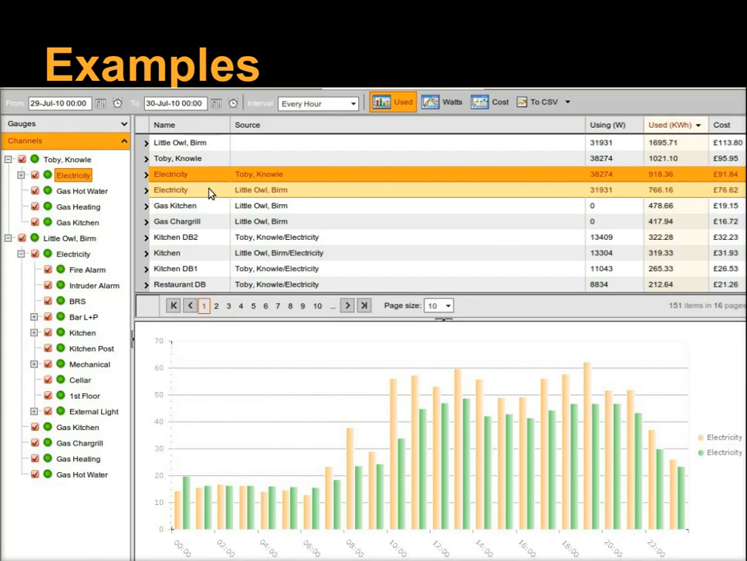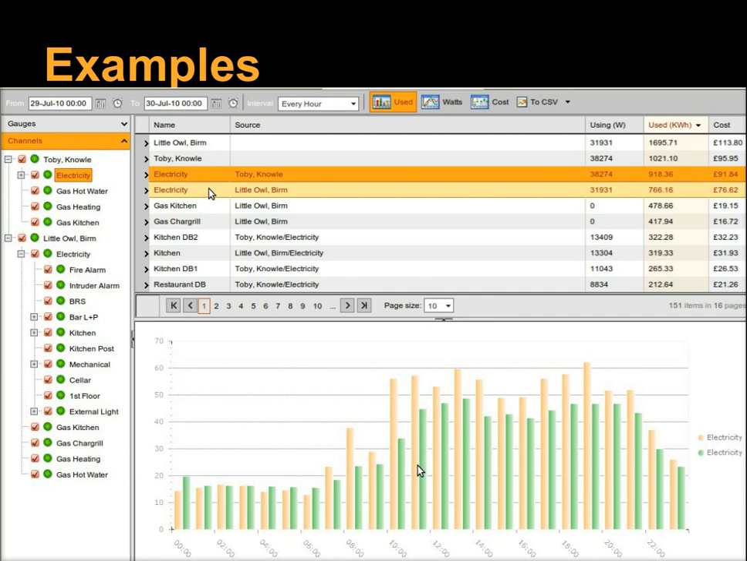Here's a couple of public houses, a Toby and a Little Owl. And this is the physical view. This is how the facilities management people would see it. There's the fire alarm, kitchen, first floor. The physical layout of the building. But what the display is being used for in this situation is we're clicking on the two electricity feeds and we're looking at the way they compare. And we see that the Toby uses more electricity early in the morning than the Little Owl. And so we might want to look into that.